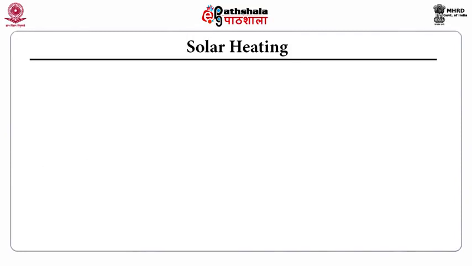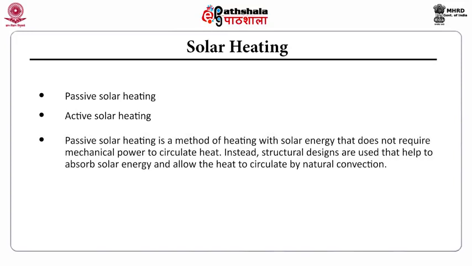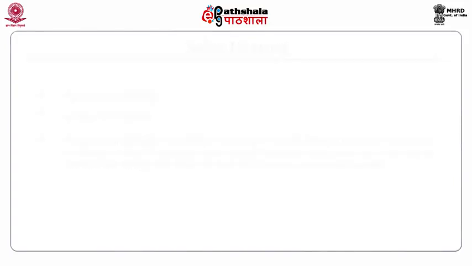The major application of solar energy is solar heating. It can be passive or active solar heating. Passive solar heating is a method of heating with solar energy that does not require mechanical power to circulate heat. Instead, structural designs are used that help to absorb solar energy and allow the heat to circulate by natural convection.